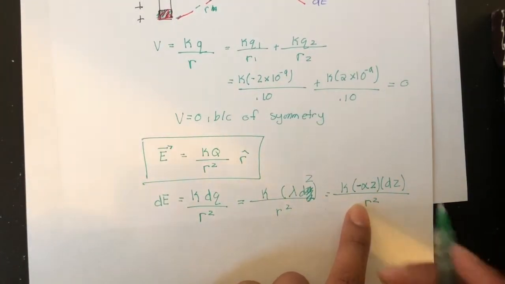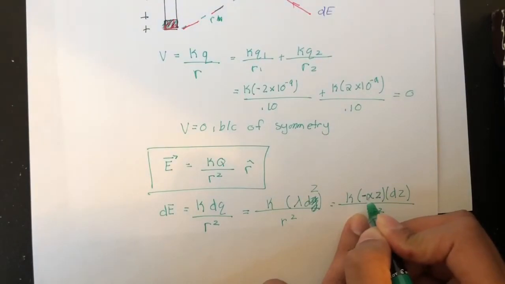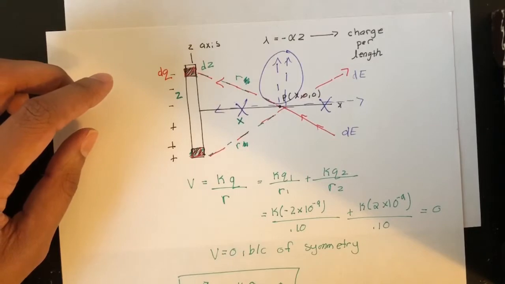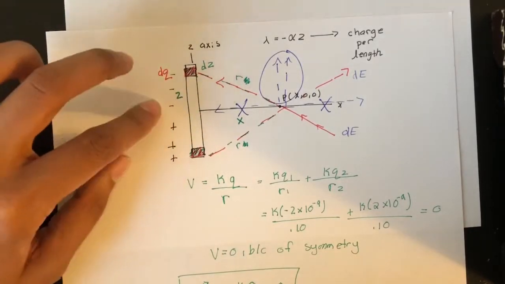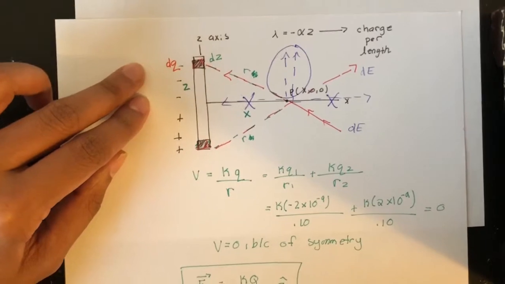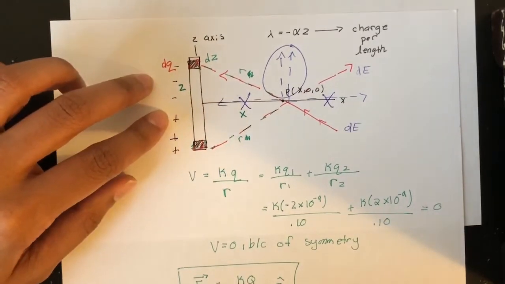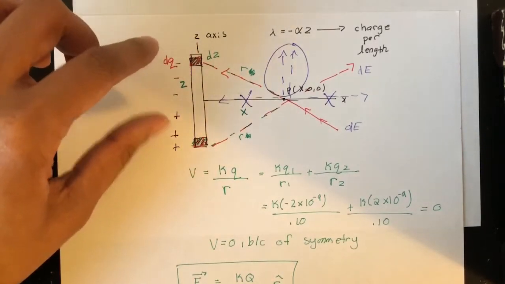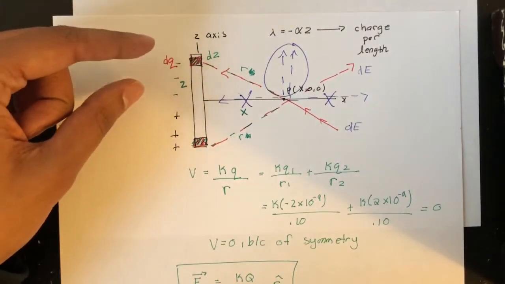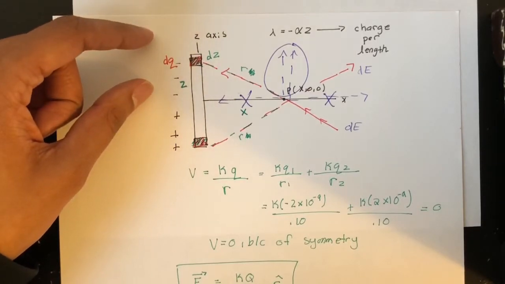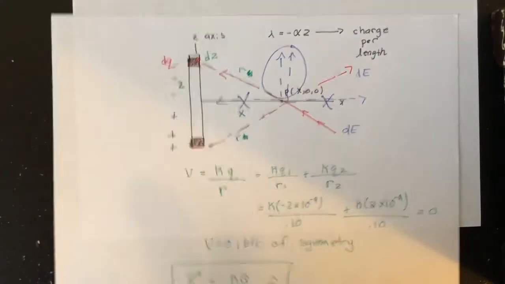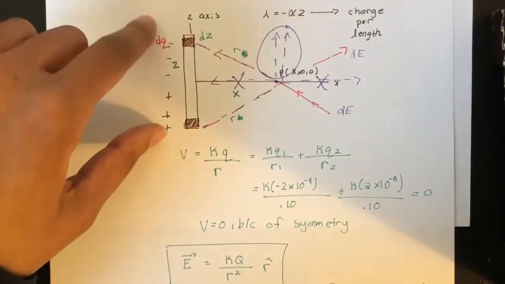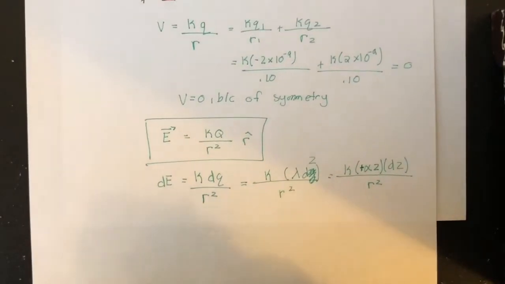Actually, I don't need to put this negative here because I already took into account the negative when I defined that the negative charges will be above the x-axis, and the positive charges will be below the x-axis. So this will just be a positive because I took account of it already here.